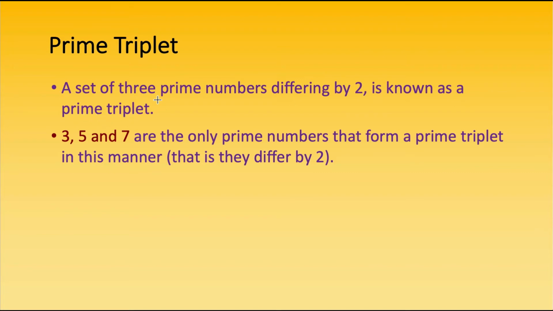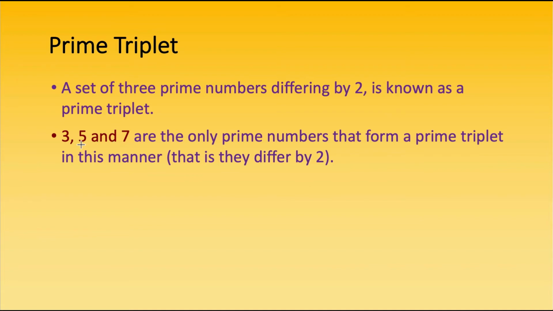So we have a set of 3 prime numbers जिनकी difference जो होगी, that will be 2. Over here we have an example. 3, 5 and 7 are the only prime numbers that form a prime triplet in this manner. That is, they differ by 2. 7 minus 5 is equal to 2. 5 minus 3 is equal to 2. And we have a set of 3 prime numbers over here. These are the prime triplet.